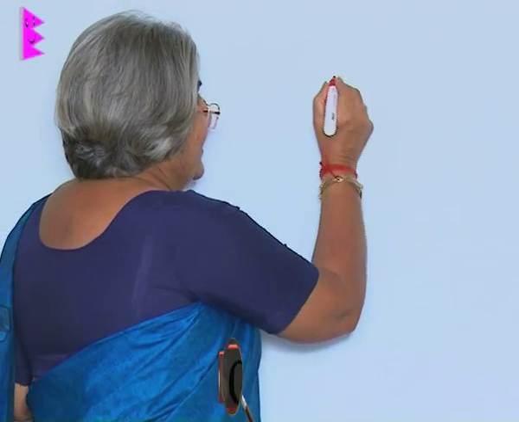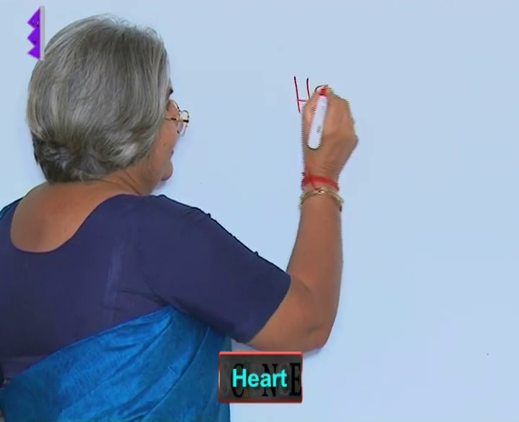Now, we come to the source of blood. When water also comes through pipes, through your taps, from somewhere it is coming. There has to be a source. In our body, what is the source of blood? Or in other words, what is the pumping organ? Pumping organ is heart.